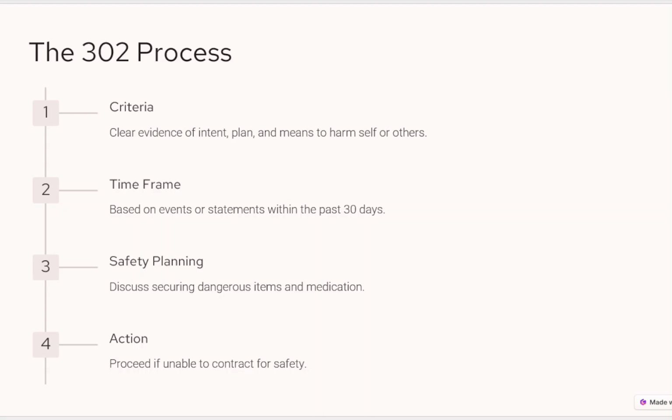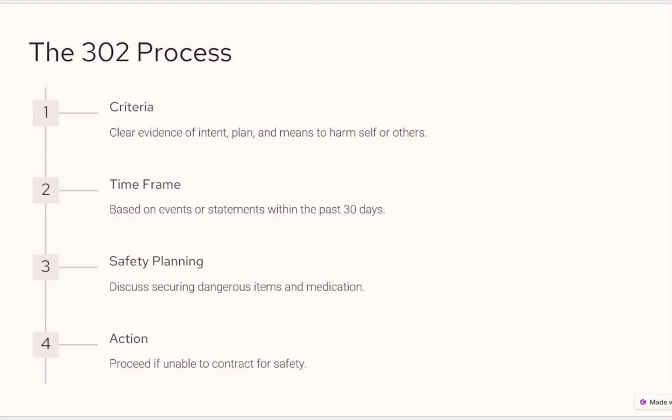So, the 302 process involves an involuntary emergency examination. This treatment is up to 120 hours, which is 5 days. When an individual poses a danger to themselves or others, or cannot care for themselves, to initiate a 302 procedure there must be clear evidence that the person has an intent, plan, or means to harm themselves. For example, if an individual expresses intent to harm themselves and has access to weapons, or if they possess the means to carry out their plan, safety planning becomes absolutely critical at this moment.